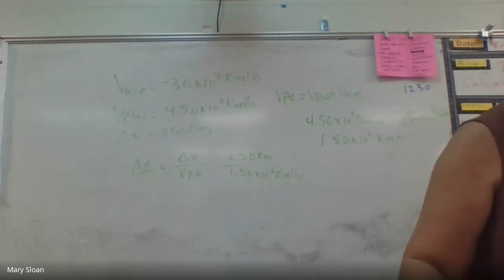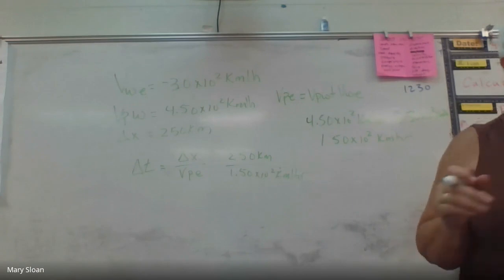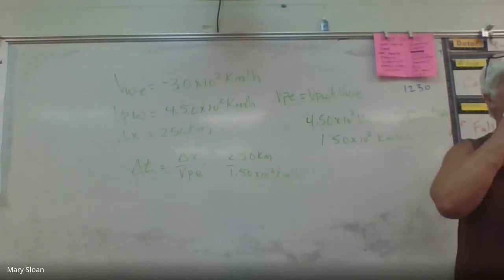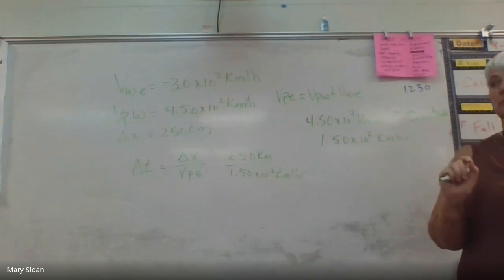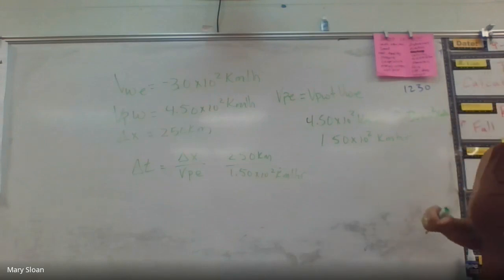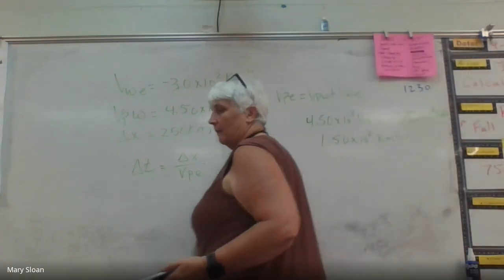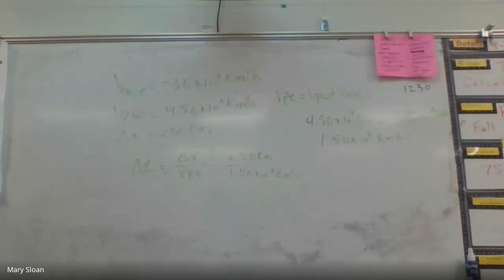No, ma'am, I didn't. You talking about here? Yeah, because it's not, yeah. So what answer did you get? 6.7 times 10. Sounds good. That's what I got. We rounded it to a 7 because of the other number. Are we good so far?